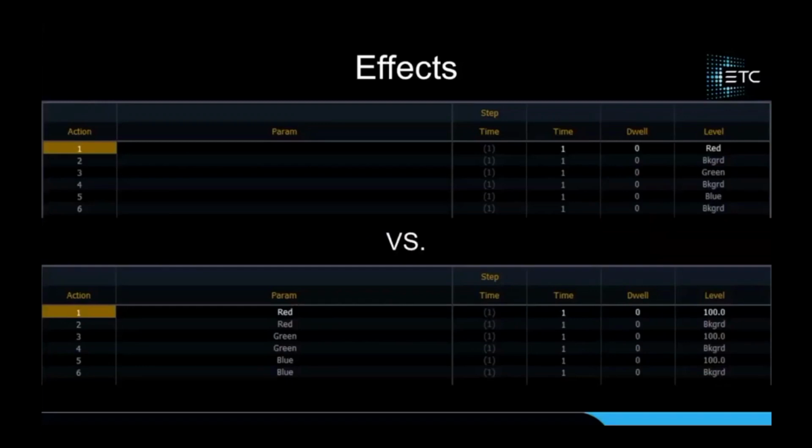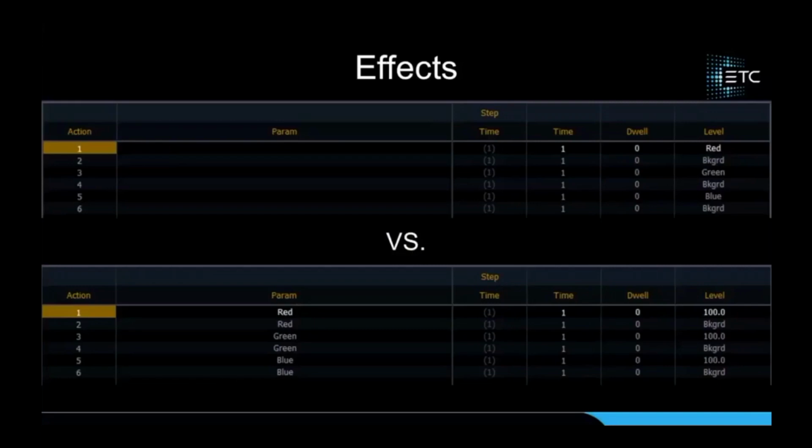So the one on top, so these are both absolute effects. They're not step effects. The one on top is referencing palettes. So it's referencing a red palette, a green palette, and a blue palette. So it's going to that palette and then background state, green, background state, blue, background state. This is pretty portable, but I do have to make sure that my fixtures have data in those palettes.